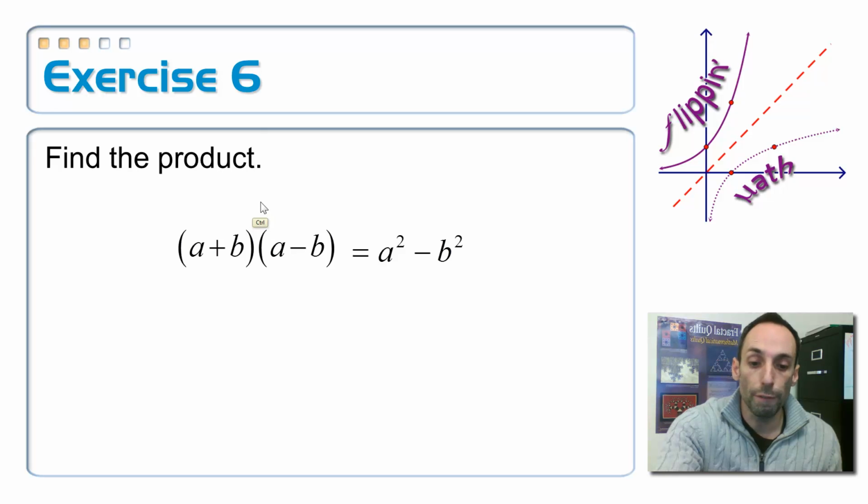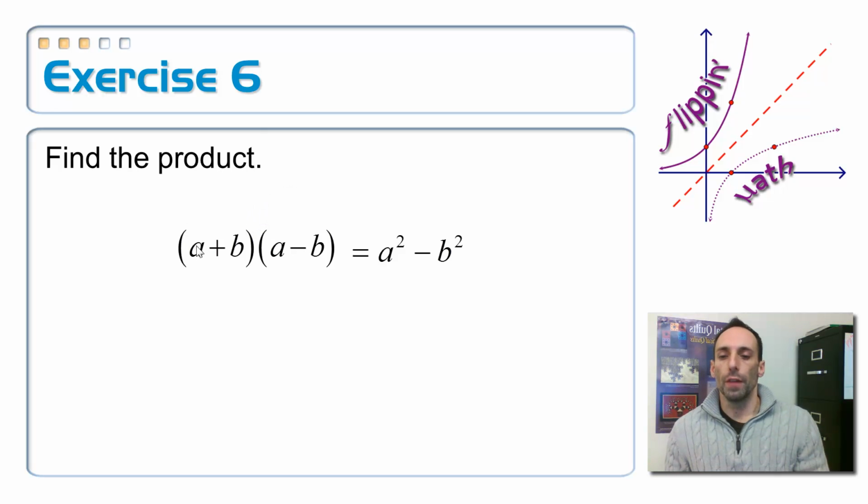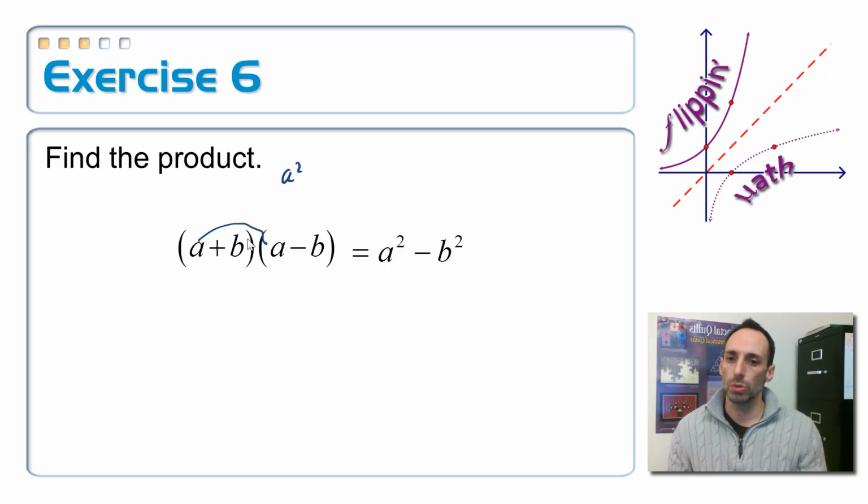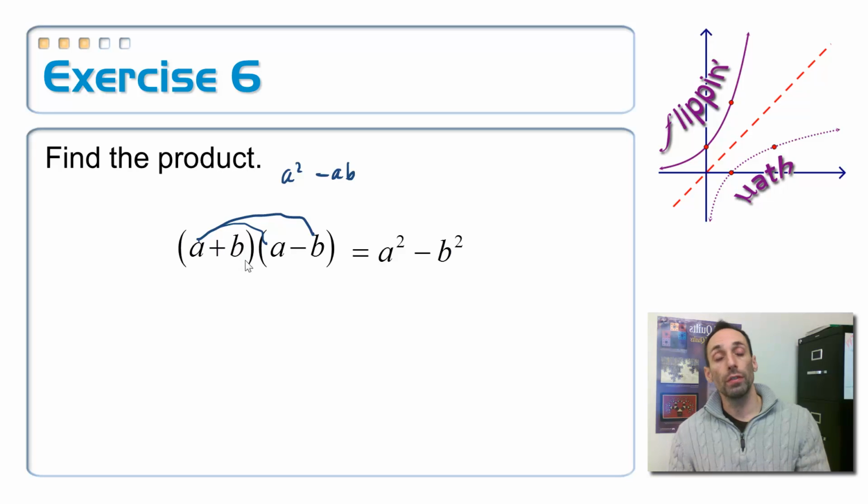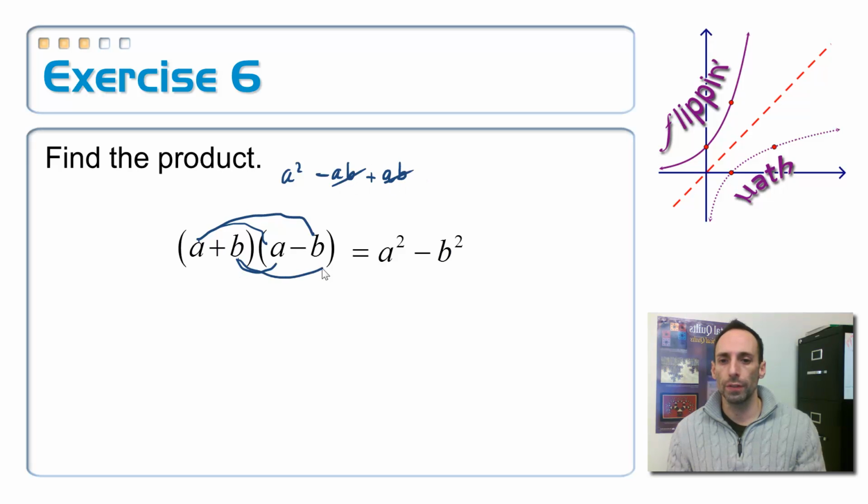Whenever I go to do foiling on it, the first term, a times a, gives me a squared, as usual. A times negative b is a negative ab. But whenever I go to do the inside terms, I get b times a. I can just switch those around. It's commutative. Those two are going to cancel out. And then finally, the last term is negative b squared.